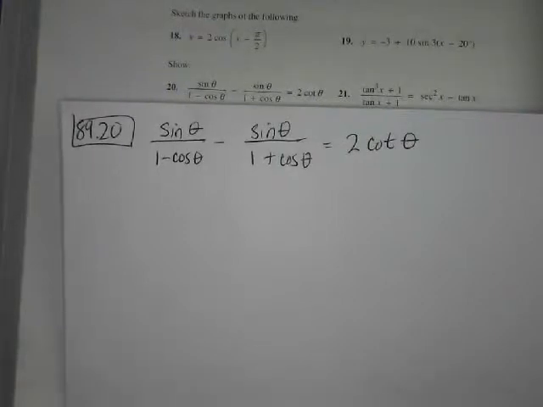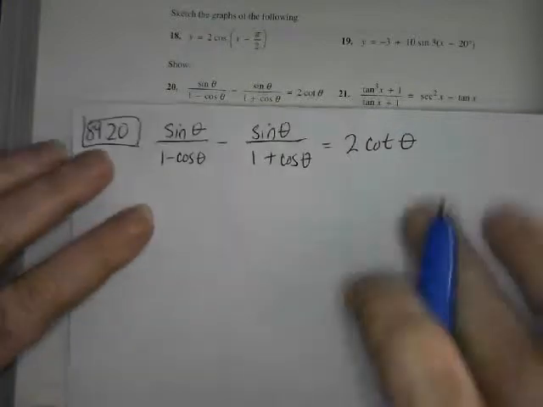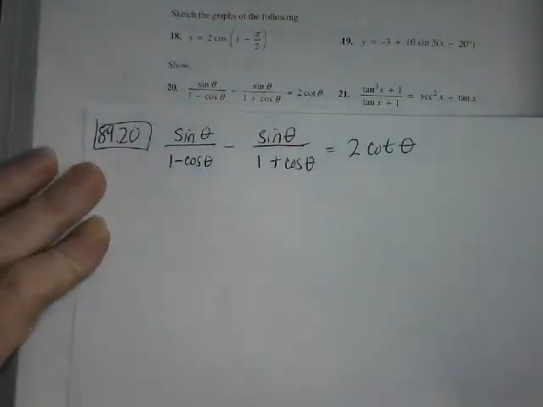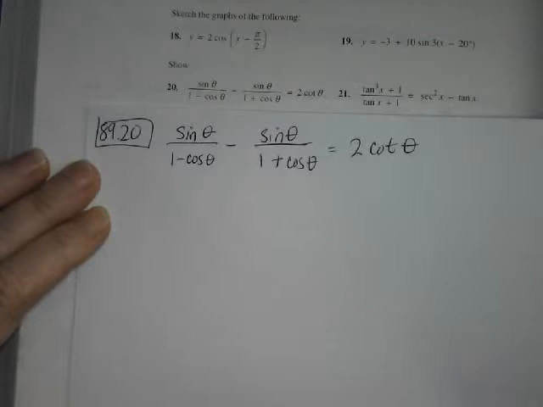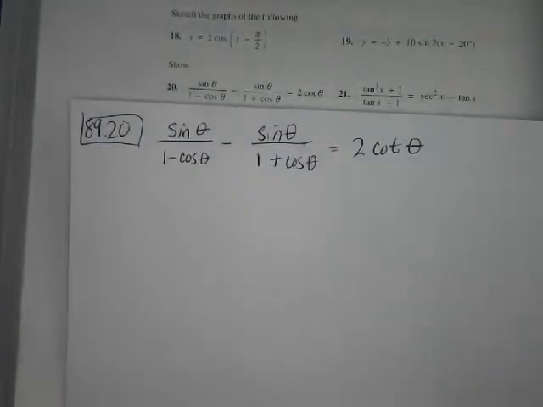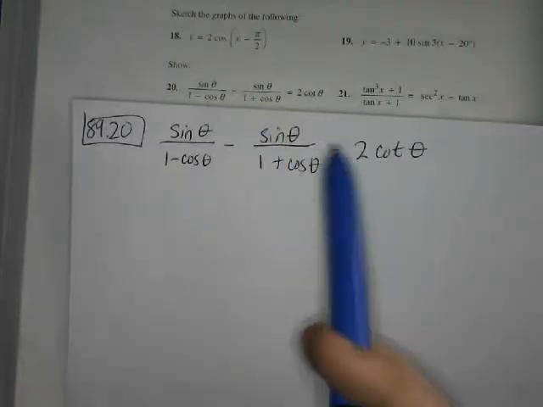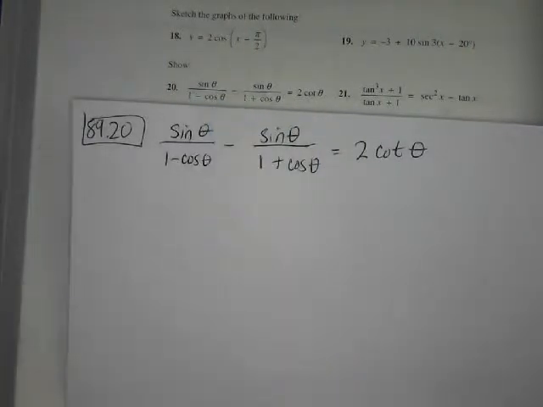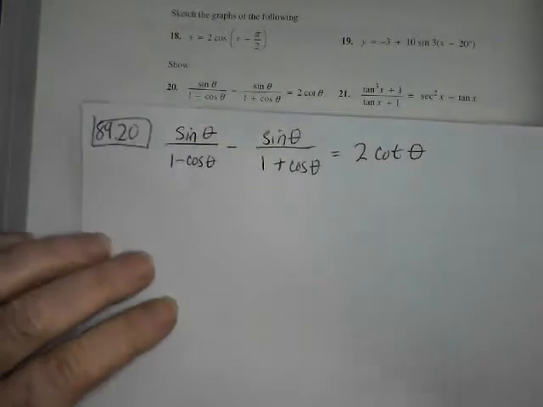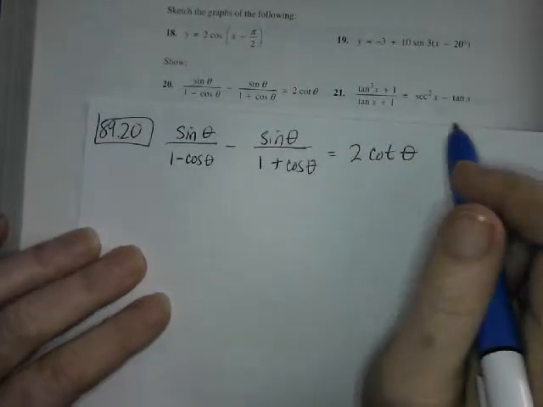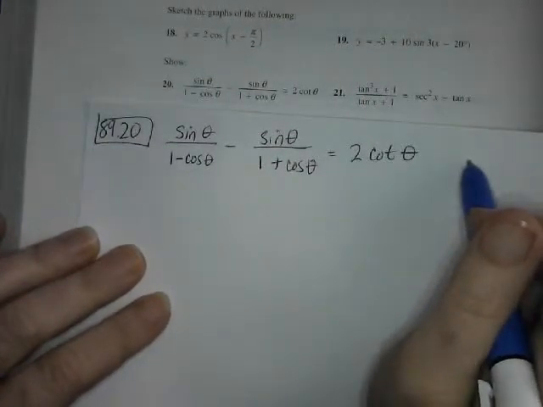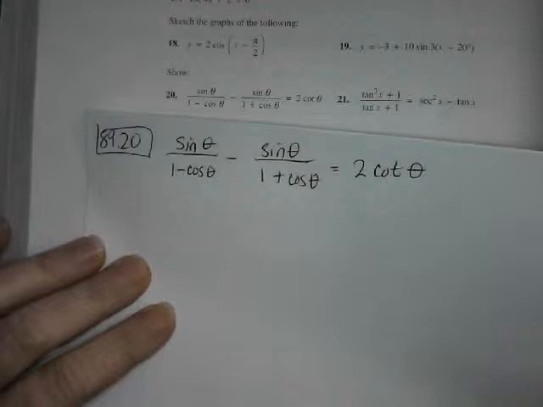Lesson 89, number 20. So this is one of those ones that says show. So that means we're going to be playing the game where you take the left-hand side and you do a lot of algebraic manipulation to it and try to make it match the right-hand side. Before I start the game, I always like to look at the right-hand side and see if there's any other forms.